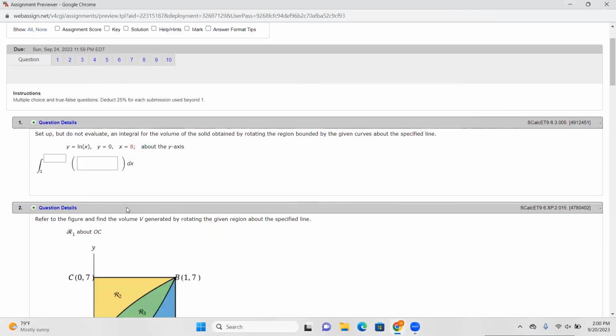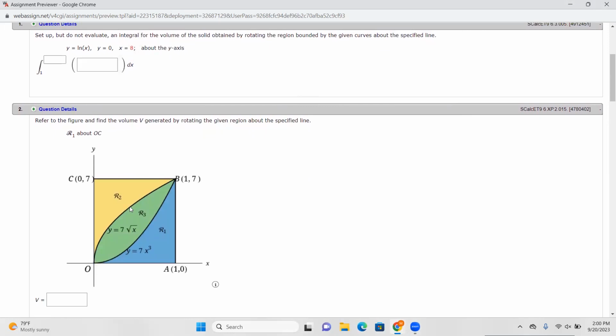Right, number 2. Refer to the figure. R1 about OC. So we're taking this blue region around the vertical axis. Well, we're defined by y equals 7x cubed. That would be straightforward to work with as a function of x. So we want to imagine our rectangle going vertical here between 7x cubed and 0. Really, our rectangle is exactly of height 7x cubed.